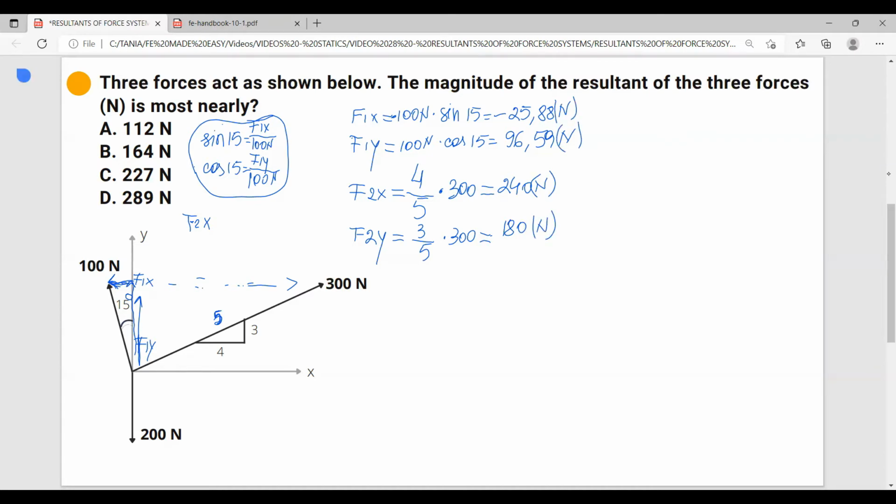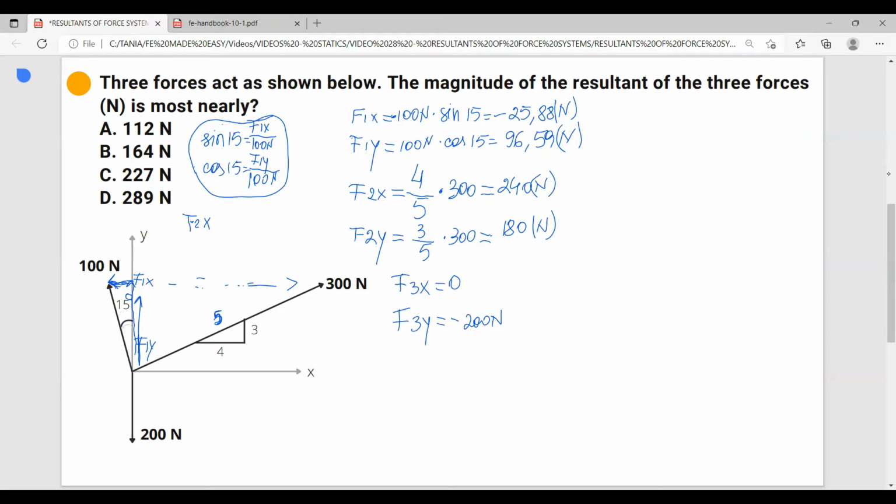Okay, now force number 3, I'll get F3x equals, the force goes straight downward in the y direction, so my x component is going to be 0. F3y is going to be minus, because it's going downwards, 200 newtons. Perfect. So now we have each component, x and y component for each force.